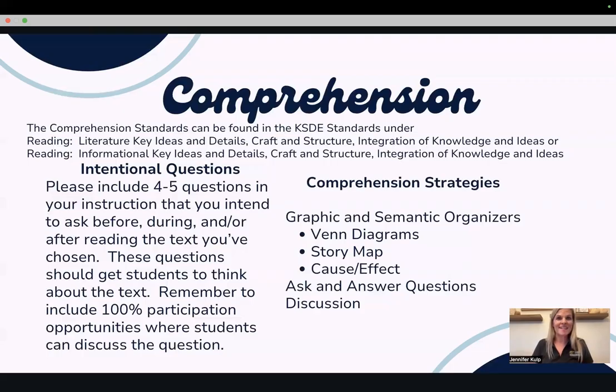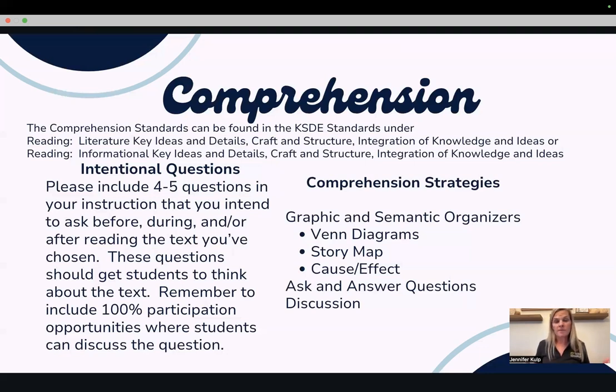This is where you read the information, and you might read to your students, or you might read part of the text to your students and then have students read together and then partner read on their own. And that would include the I do, we do, you do framework that we know that gradual release is good for students. Remember to include 100% participation opportunities where students can discuss the questions that you're asking.